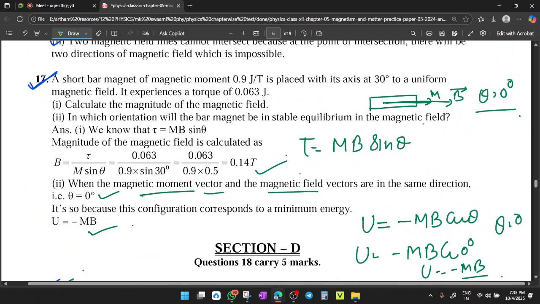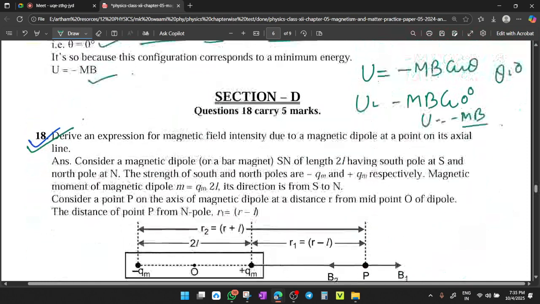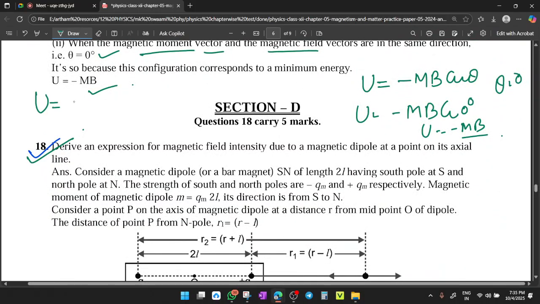Yes, parallel direction. Stable equilibrium, parallel direction, right? So the energy of the dipole is given by U equals minus MB cos theta. So for theta equal to 0 degrees, stable equilibrium, the energy equals minus M into B. Minimum energy. The dipole will have minimum energy.